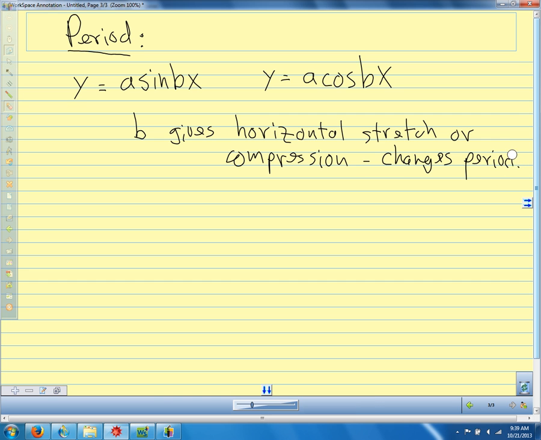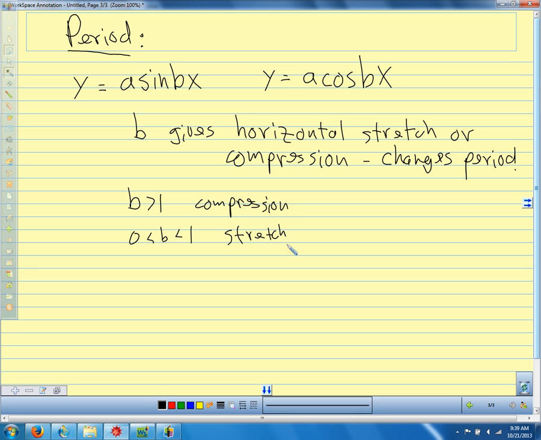And do we remember if b were greater than 1? So say we had a sine 2x. Did that give a stretch or a compression? That gives us a compression. So if b is greater than 1, it gives us a compression. And if we have a fraction, so 0 less than b less than 1, we get a stretch. So if we have some kind of fraction, we get a stretch.